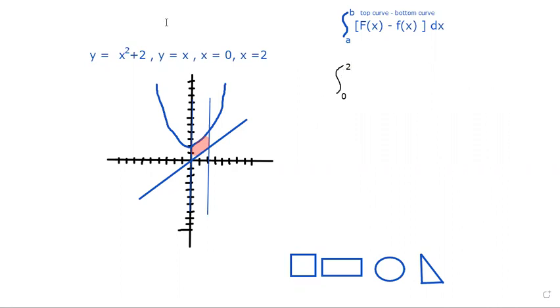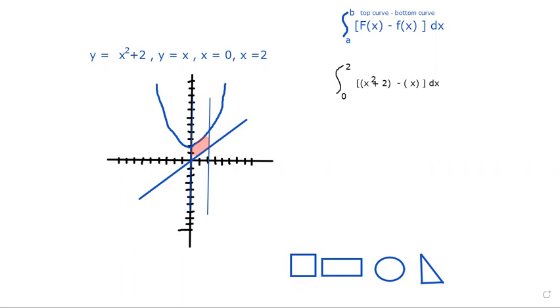Now, what will we write? Our top curve. As a matter of fact, I'm going to draw it out here. That's going to be x squared plus 2 minus x. Now, if you can see that, that's the top curve minus the bottom curve. That's what we're looking to do. We're not straying away from the formula, we're staying with it.